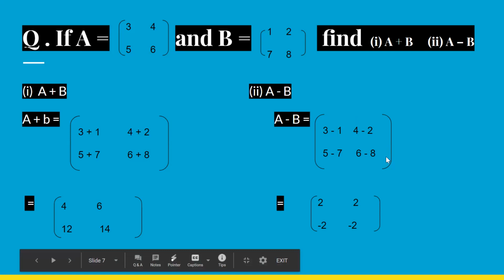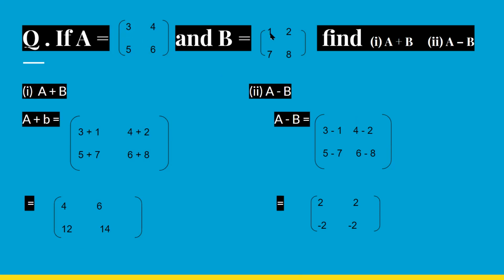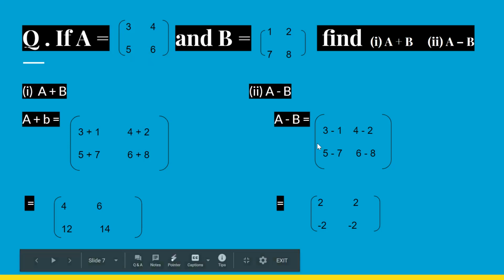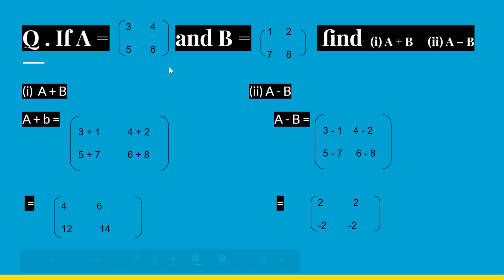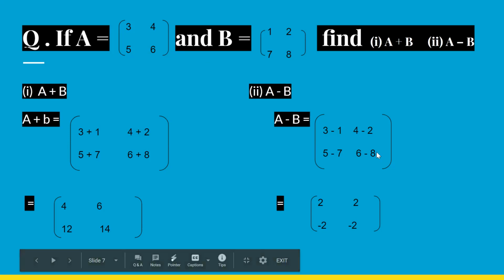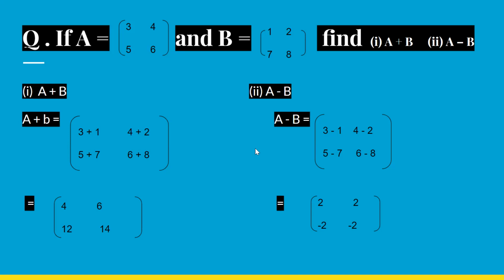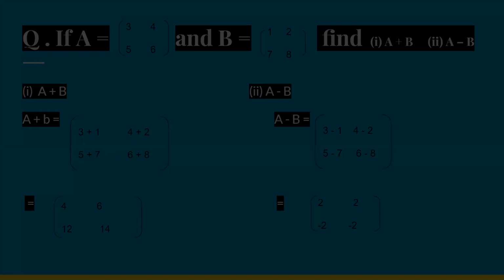And for subtraction, the same way: 3 minus 1 gives us 2, 4 minus 2 will give you 2, the third element 5 minus 7 will give us -2, and 6 minus 8 will give us -2. So that is what we get after subtracting. It is the same way as we did in the addition part. That is how we add or subtract.